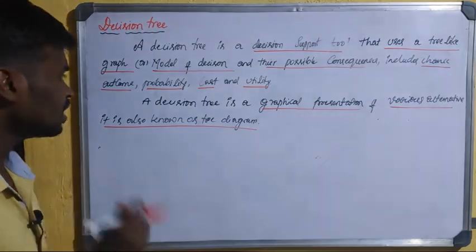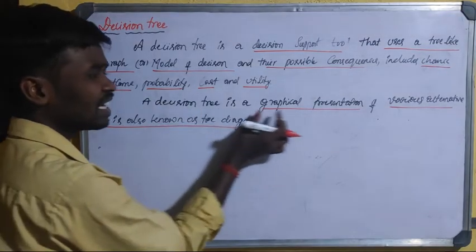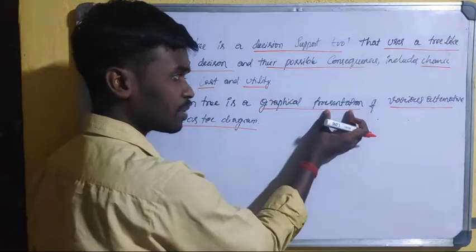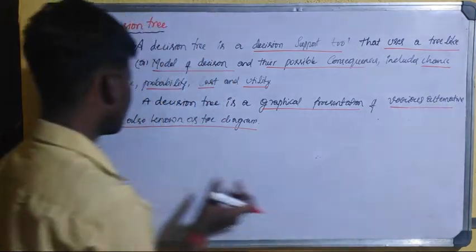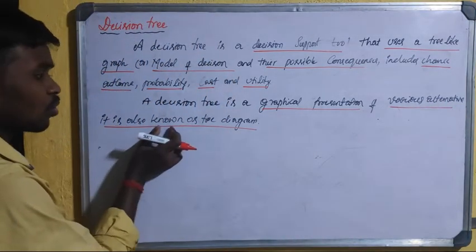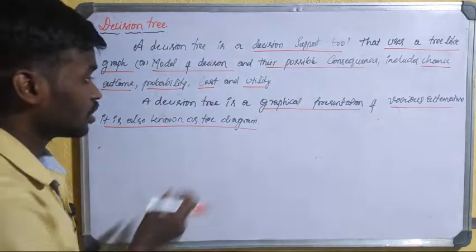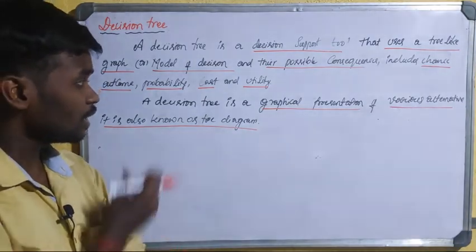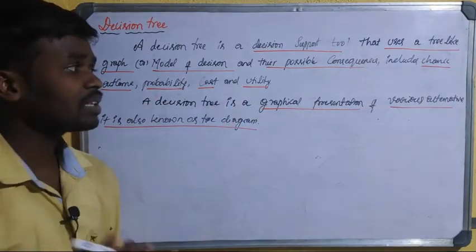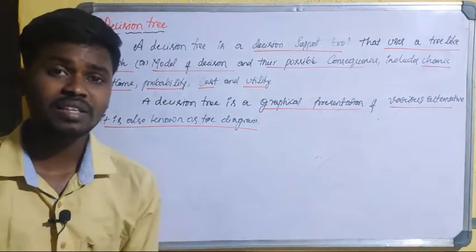A decision tree is a graphical representation or presentation of the various alternatives, and it is also called the tree diagram.